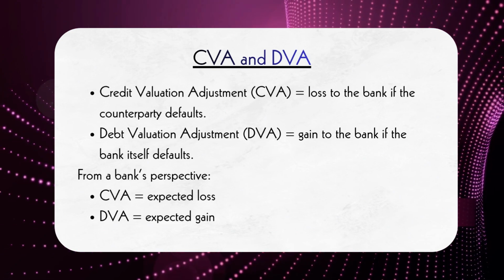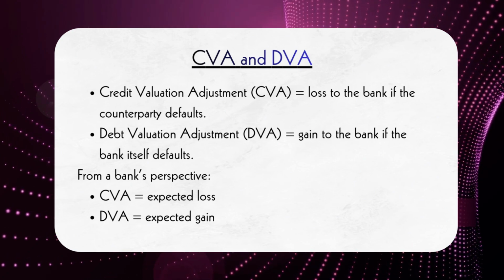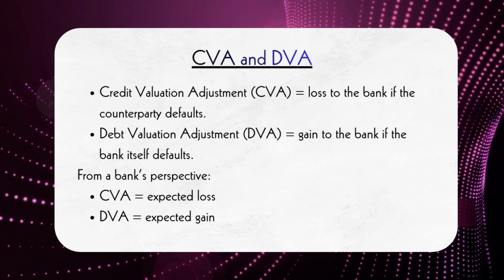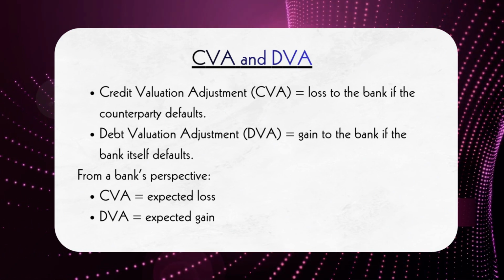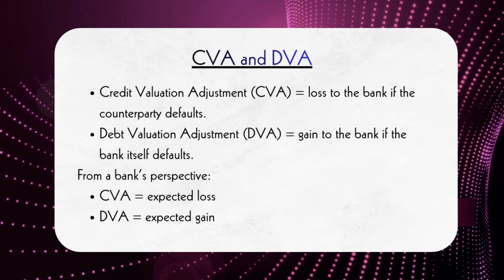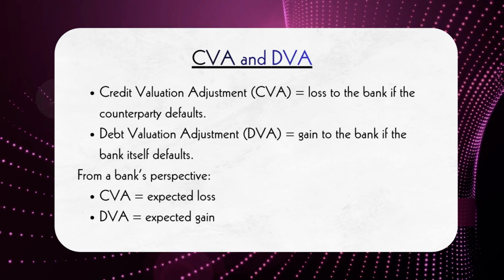Now, let's look at the opposite situation. If the bank itself defaults, it may not have to fully repay what it owes to the counterparty. From the bank's perspective, this actually creates a gain. This expected gain is called Debt Valuation Adjustment, or DVA. So, while CVA is a cost, DVA is a benefit.